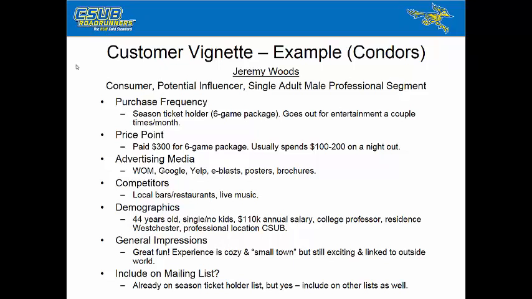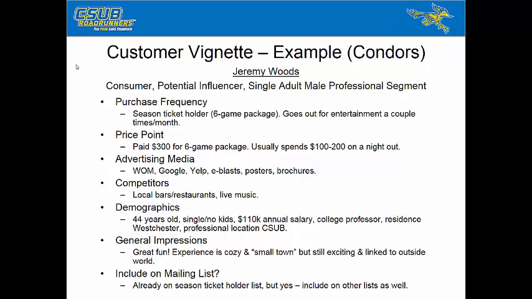So as an example, for me and the Bakersfield Condors, I'm a consumer. I'm a potential influencer because I stand up in front of classes a lot. I do a lot of networking around town, so I have the potential to tell a lot of other people about the Condors as well. Demographically, I'm what would be called the single adult male professional segment. Purchase frequency, I'm a season ticket holder, and more importantly, I go out for entertainment a couple times a month.